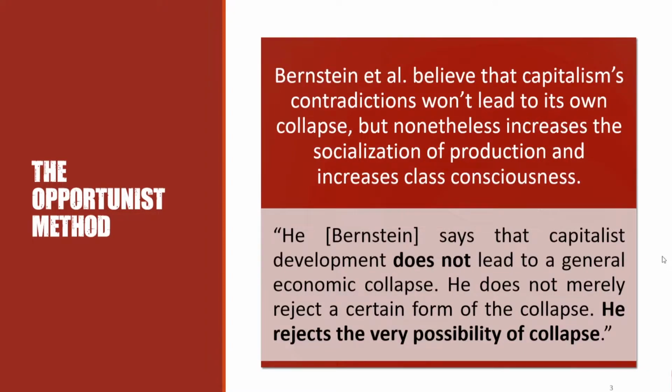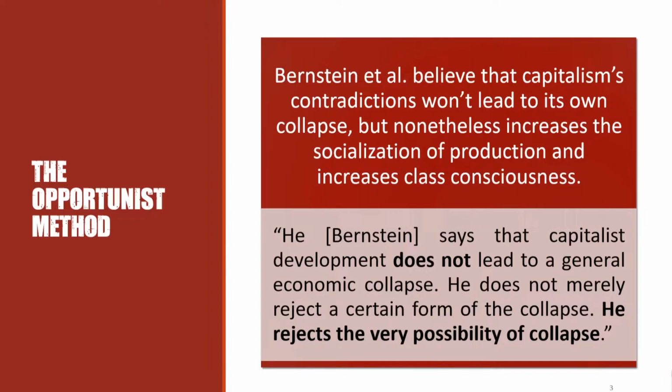Okay, so first we've got the Opportunist Method. Think of it as her thesis out in front. What is Bernstein up to, basically? The first thing she points out is that fundamental to Bernstein's argument is that he does not believe that contradictions will lead to capitalism's own collapse. But he does still acknowledge that it will lead to some socialization of production and will also increase class consciousness over time.